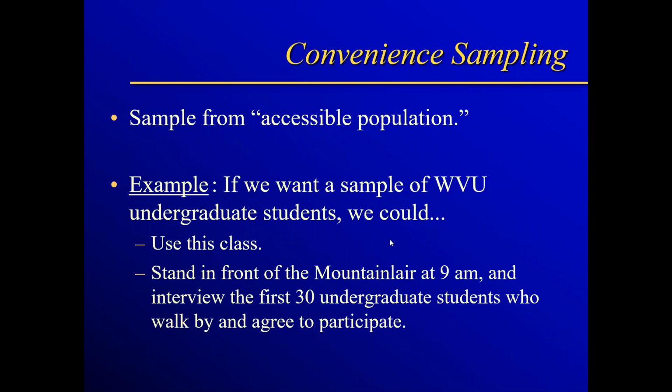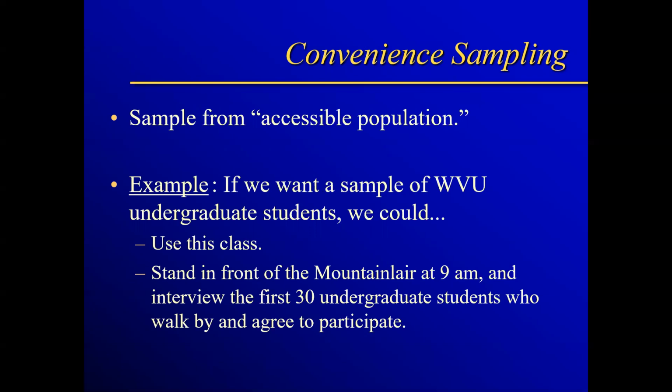So let's talk about 3 different ways of non-probability sampling. And this one is, I think, the most common way of getting participants in most psychological research. It's called convenience sampling. And it is what it sounds like. You're sampling just out of convenience. This is the easiest. So you sample from your accessible population. What do I have available to me?